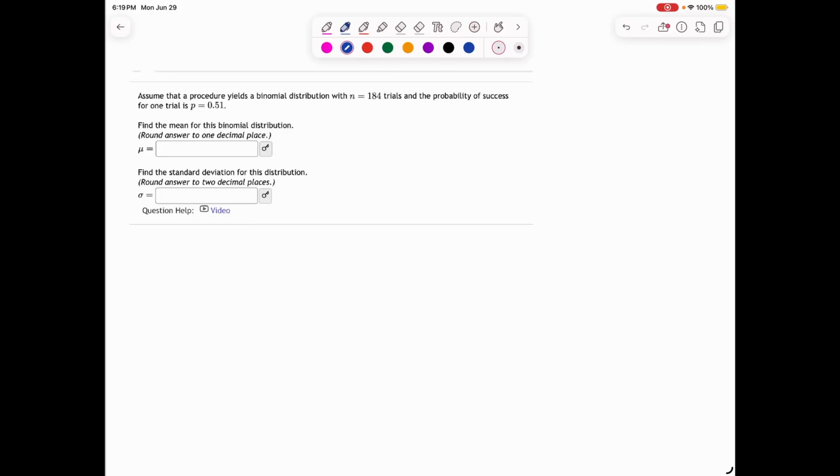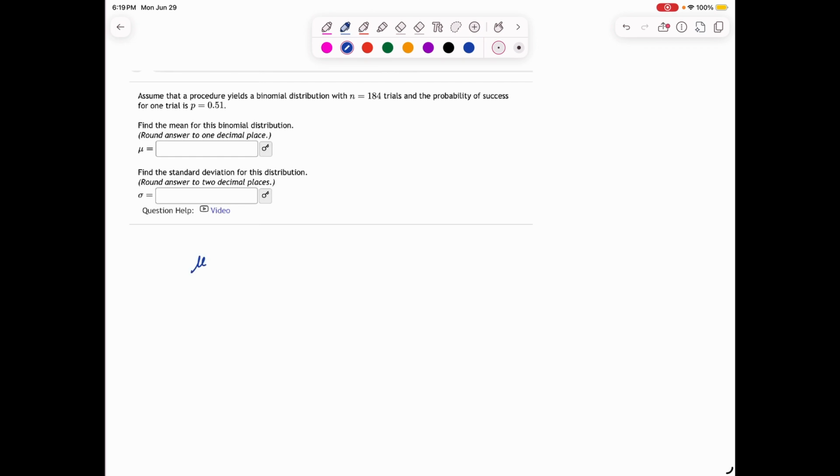Assume that a procedure yields a binomial distribution where n equals 184 trials and the probability of success for one trial is p equals 0.51 or 51%. Find the mean and the standard deviation.